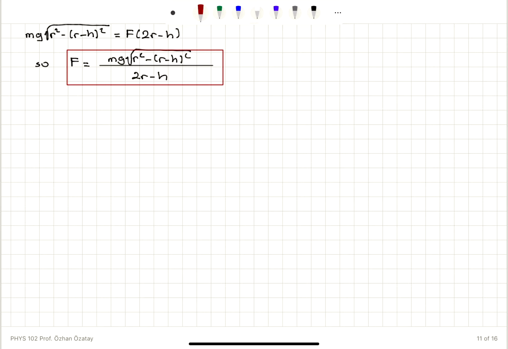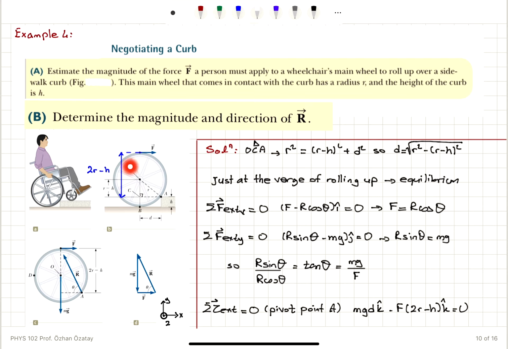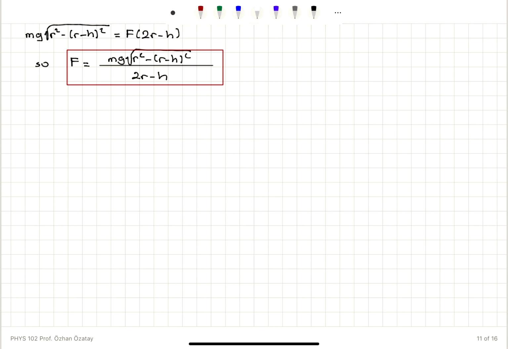Okay, so that's the force the person must apply, the minimum force they must apply, so that we will be just negotiating this curb, losing contact at point B. The normal force goes to 0, and we have just established equilibrium at the verge of rolling up. Then we can find theta.